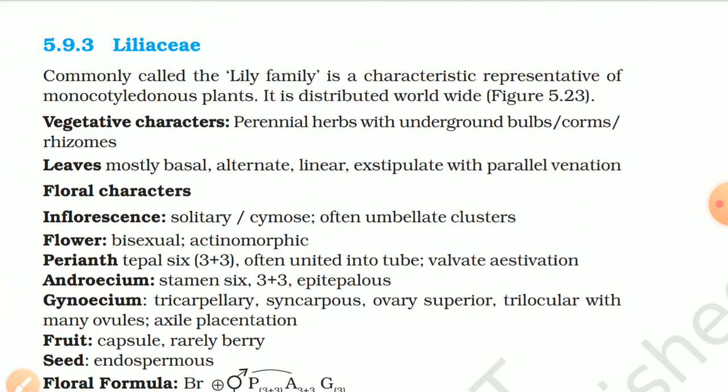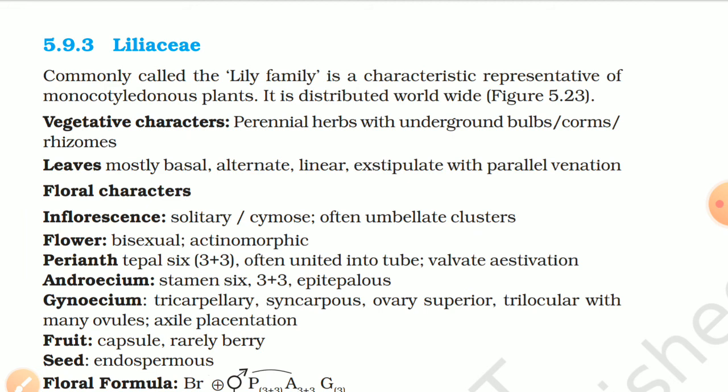5.9.3 Liliaceae, commonly called the lily family, is a characteristic representative of monocotyledonous plants. It is distributed worldwide. Figure 5.23. Vegetative characters: perennial herb with underground bulbs, corms, rhizomes. Leaves mostly basal, alternate, linear, exstipulate with parallel venation. Floral characters: inflorescence solitary, cymose, often umbellate clusters.